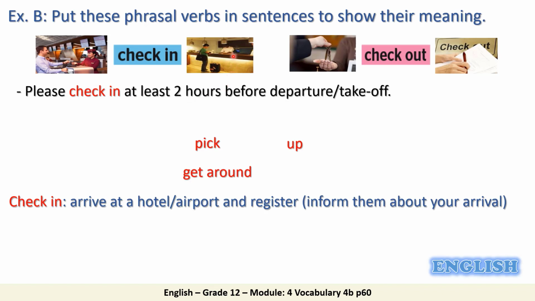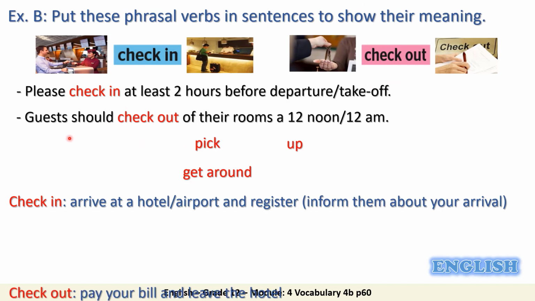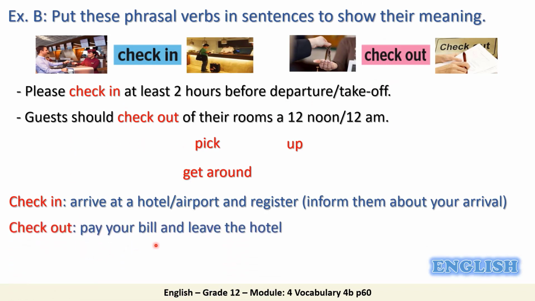And this employee right here in the hotel, who is called a front desk clerk, is responsible for your booking, your residence. You ask for whatever type of residence you want: half board, full board, all inclusive, etc. Whereas check out means completely the opposite. Check out means that you pay your bill and leave the hotel. So guests should check out of their rooms at 12 noon.